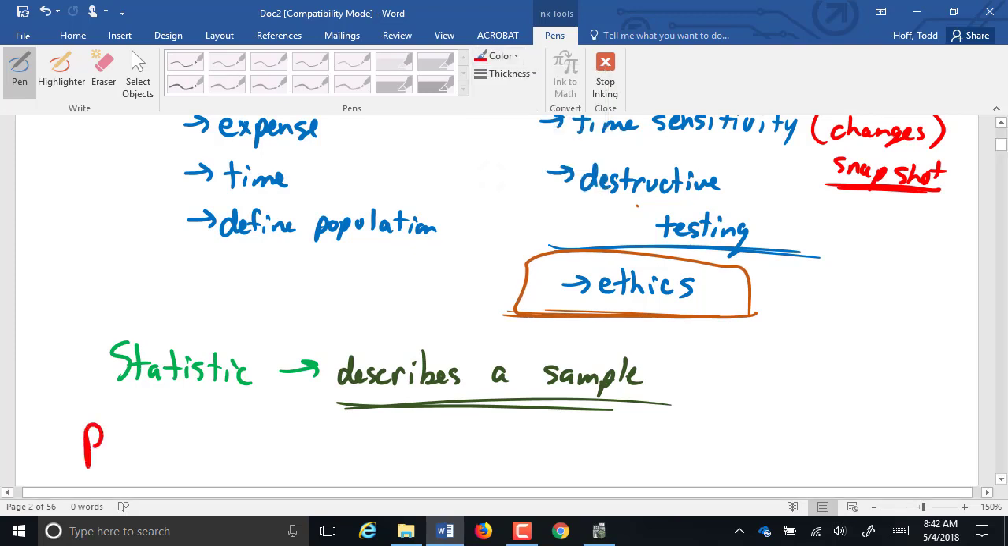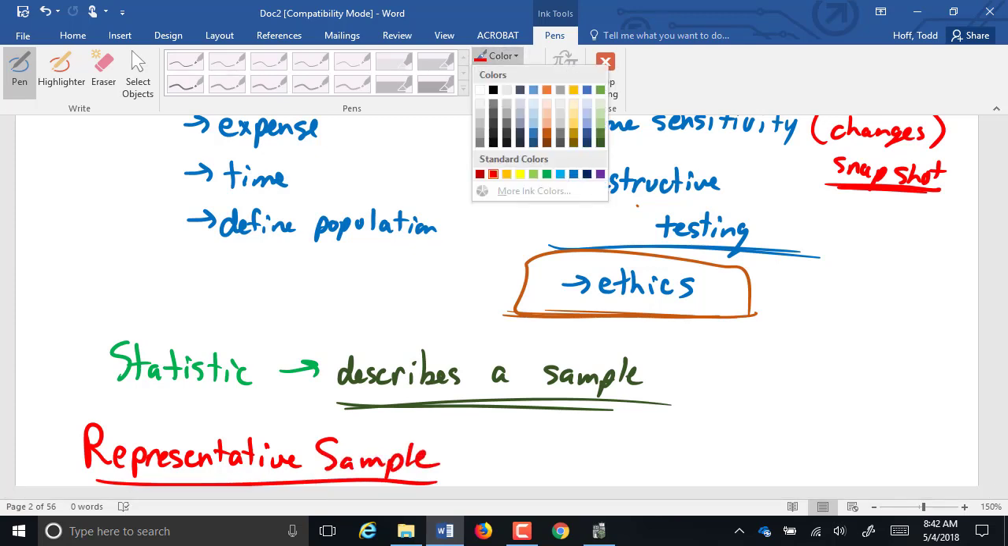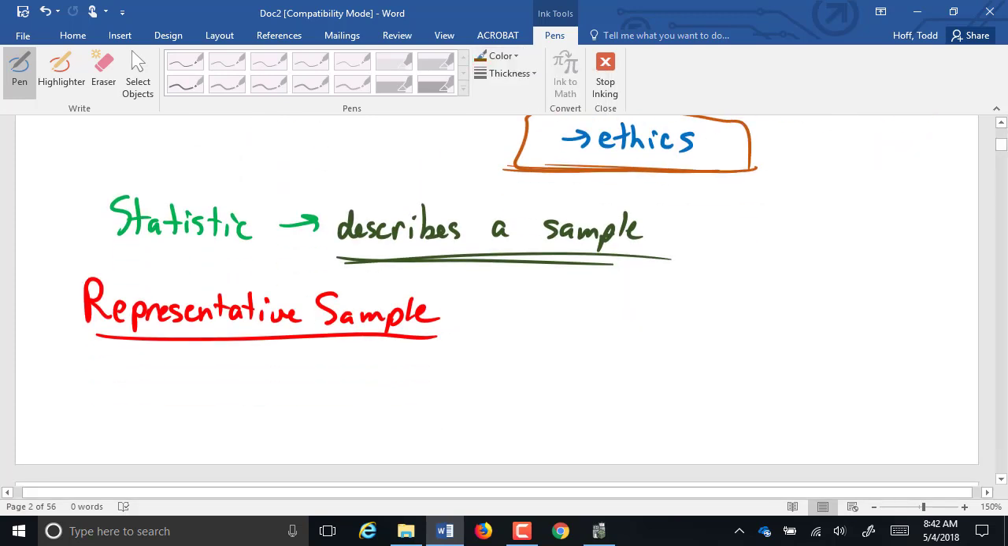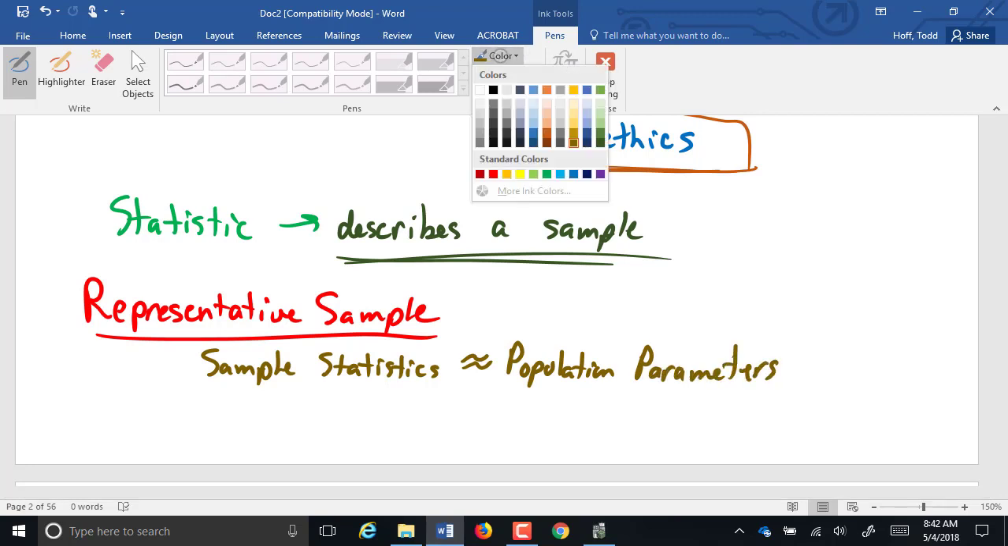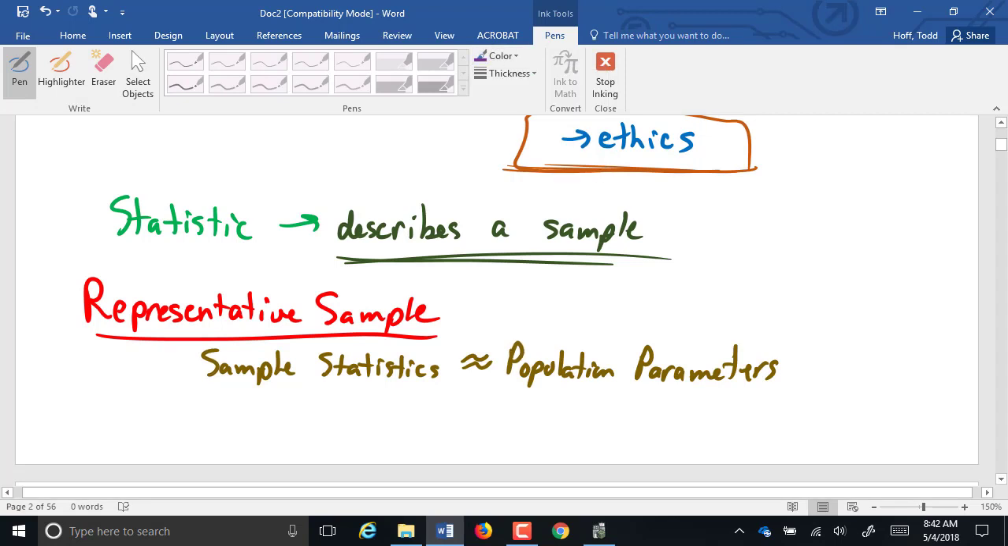So when we're looking at a sample, what we're looking for is something called a representative sample. Representative sample means that the sample statistics are approximately equal to the population parameters. There are a few ways to do that.